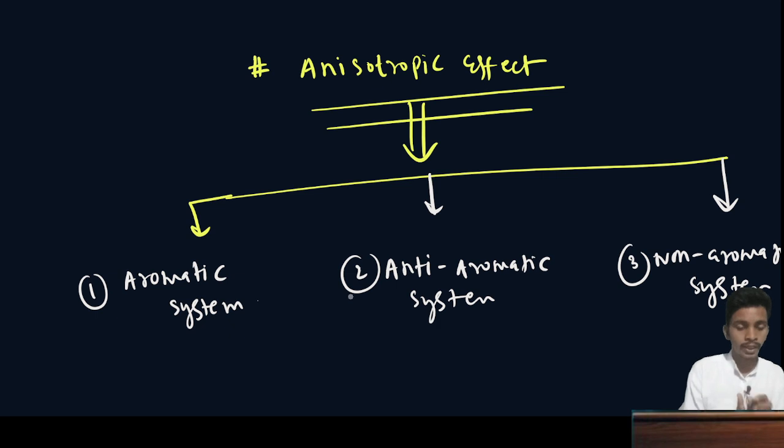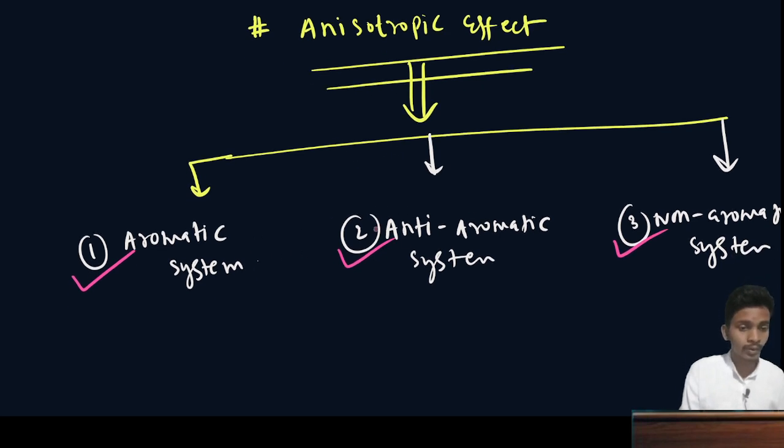Okay, so this anisotropic effect, due to this effect the chemical shift values are very high. That is why the chemical shift values of protons of these aromatic systems are very high, which is explained by the anisotropic effect. On that we will study three categories: one is aromatic systems, another is anti-aromatic systems, and another is non-aromatic systems.